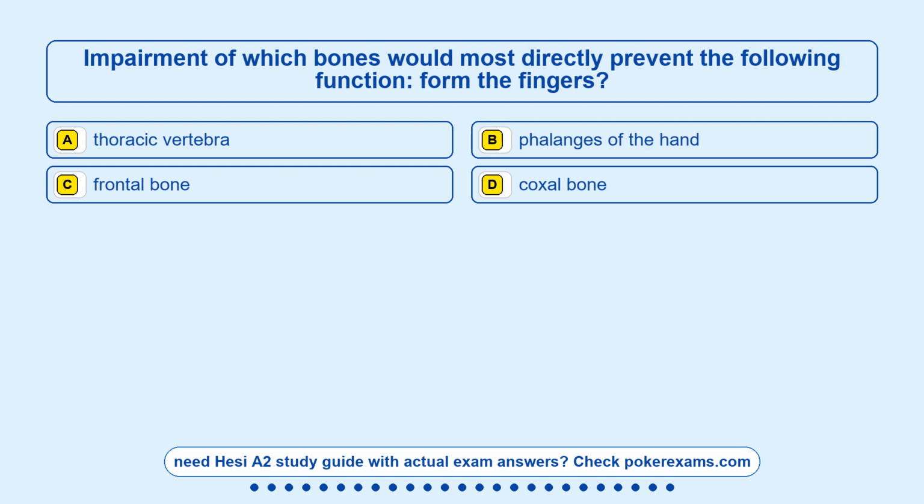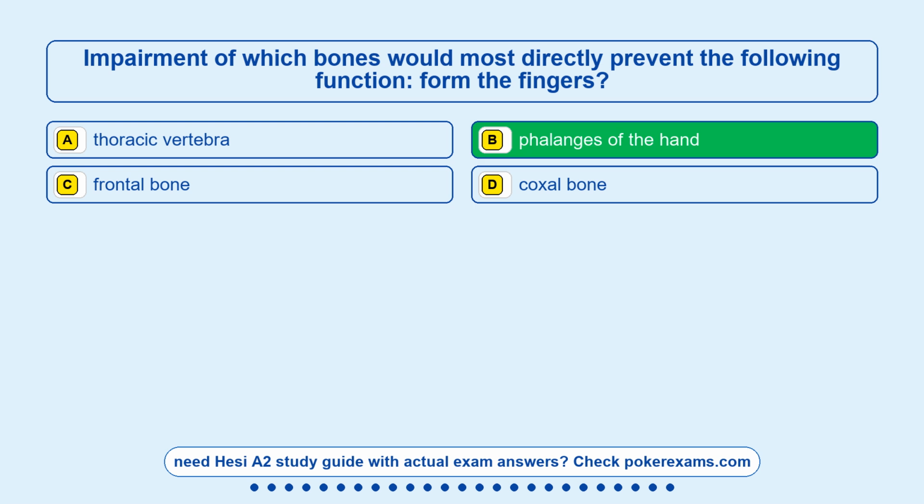Question 23. Impairment of which bones would most directly prevent the following function? Form the fingers. Option A, thoracic vertebra. Option B, phalanges of the hand. Option C, frontal bone. Option D, coxal bone. The correct answer is option B, phalanges of the hand.